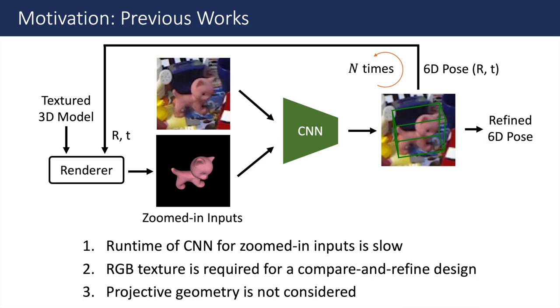Second, RGB texture is required for a compare-and-refine design to render an RGB image of a 3D model with an estimated pose. Third, since projective geometry is not considered explicitly, it requires more training data to learn the mapping of the deep feature into an object pose directly. To address these problems, we propose a novel 6D pose refinement method called RePOSE.